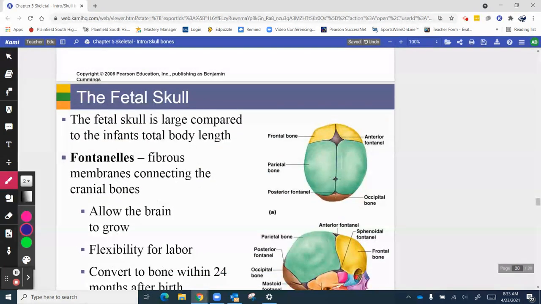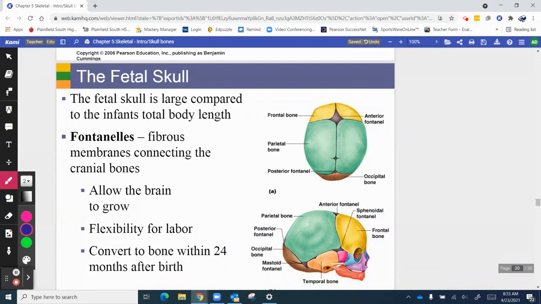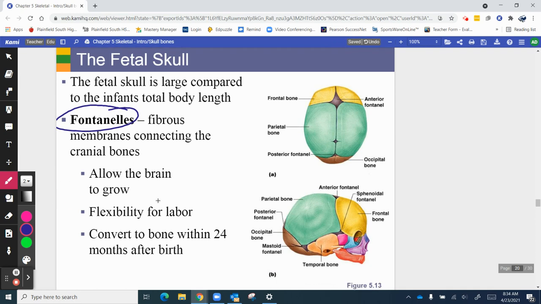Fetal skull is a little bit different than an adult skull. Fetal skull has these little things called fontanelles. These are essentially openings in the skull that are closed up by fibrous connective tissue. They allow a couple things. Our brain's not done growing when we're born, so they're there for expansion. They also provide some flexibility during labor. All right, so these bones can actually move together to allow them to move through the birth canal.